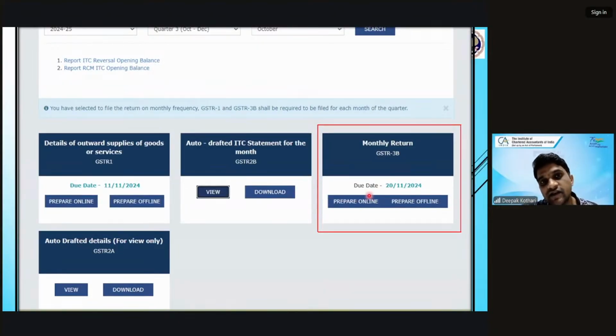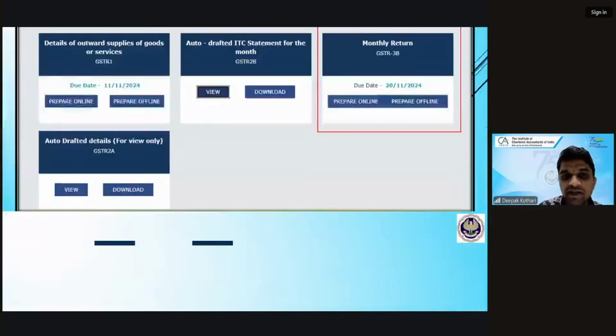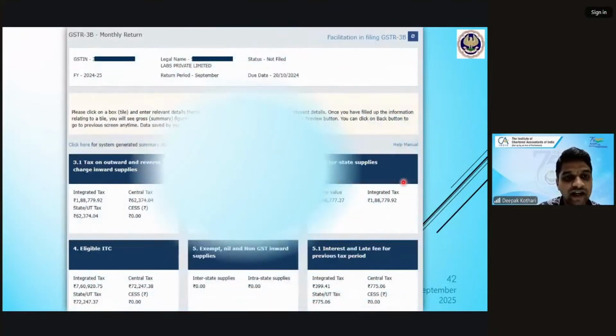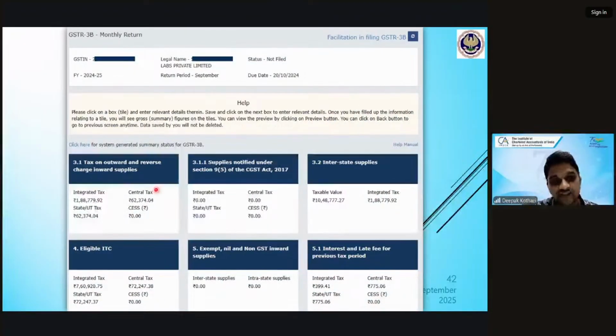Okay. The next thing is filing the GSTR 3B return. You go to the 3B return, whatever is the red highlighted, you have to enter that. You will get the data of GSTR 3B filing. It is very simple, not as detailed as GSTR 1. In GSTR 3B, you have to mention what is your tax on your outward supply, what is the supplies which is notified under 9(5), what is your interstate supplies, what is your eligible ITC, what are your exempt turnover, and whatever is the interest and late fees you have to pay.